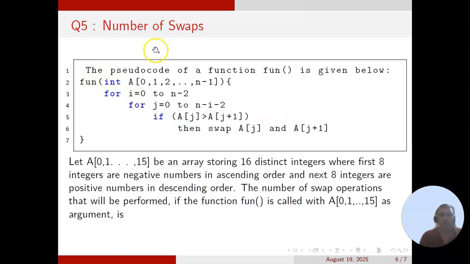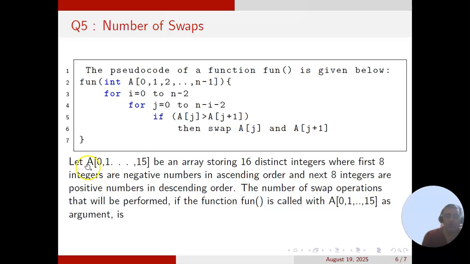Now the fifth question. You are given an array of n integers and a function which takes the array of n integers, and in every pass it compares two adjacent elements, and if the first element is greater than the second element, it swaps. That means if it is not in ascending order, it swaps.